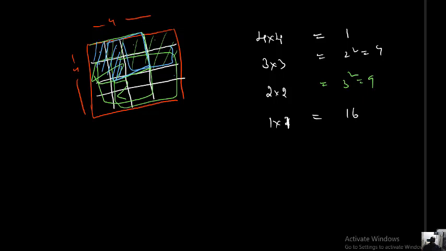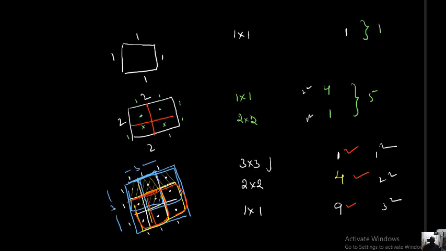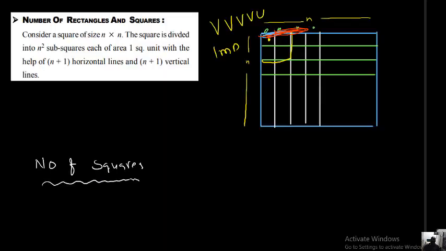So what happened? The squares having area 4 by 4 is 1. The squares having area 3 by 3 are 4. The squares having 2 by 2 area are 9. The squares having area 1 by 1 are 16. What is the meaning of that? In this grid we have one square of side length 4, 4 squares of side length 3, 9 squares of side length 2, and 16 squares of side length 1. Now by using these examples, students, I can generalize the number of squares here.